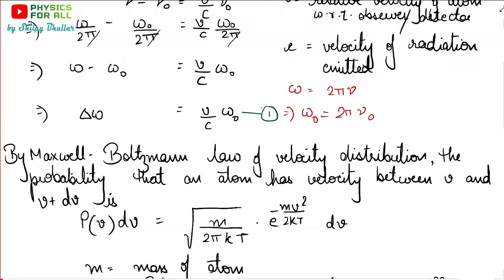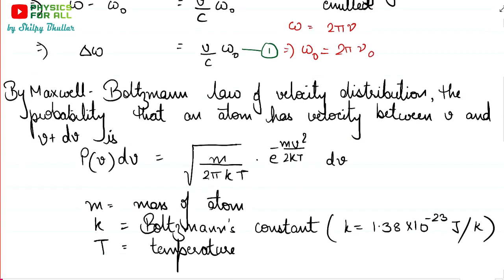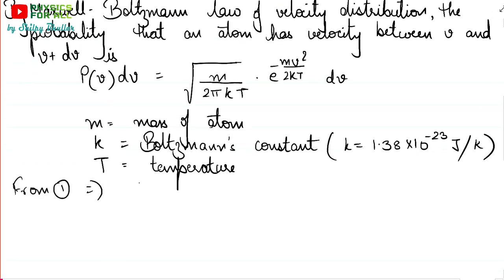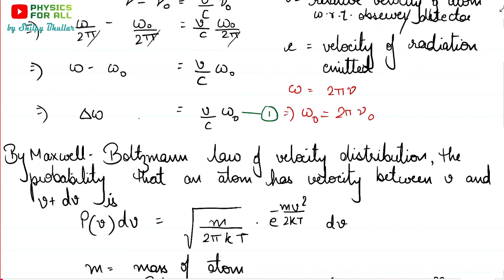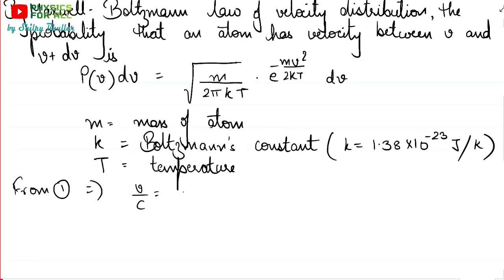Now, remember this equation 1. We are going to use it again. From equation 1, what do we get? This we can write as v by c is, as you can see, v delta omega is v by c omega naught. We can write v by c is delta omega by omega naught, which we can further write as v is equal to, since we are concerned more with the velocity here, c is fixed.